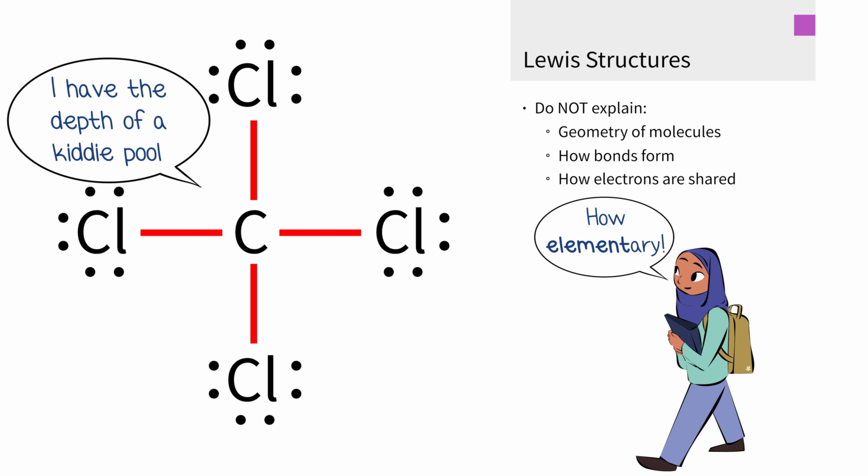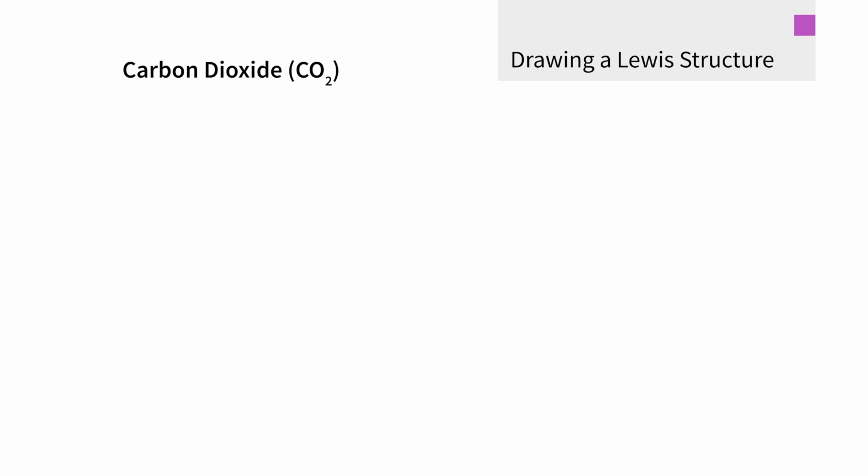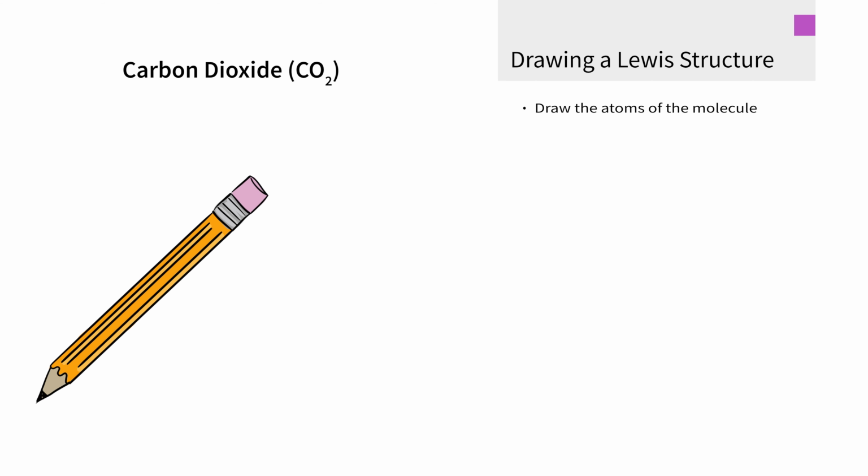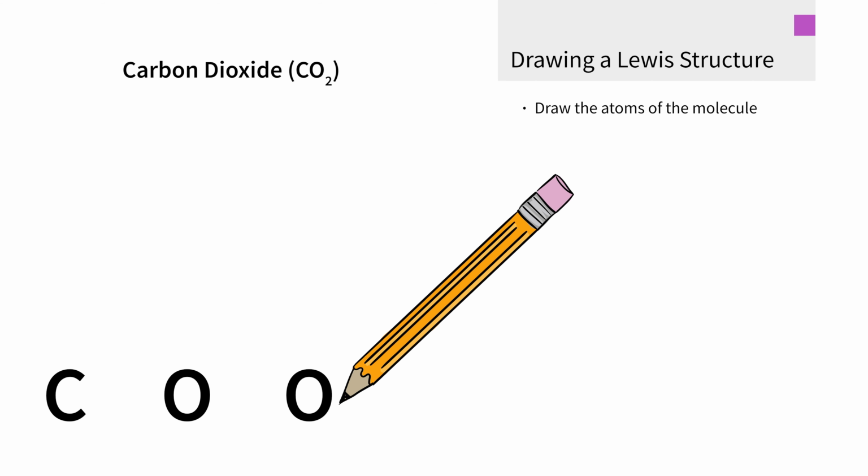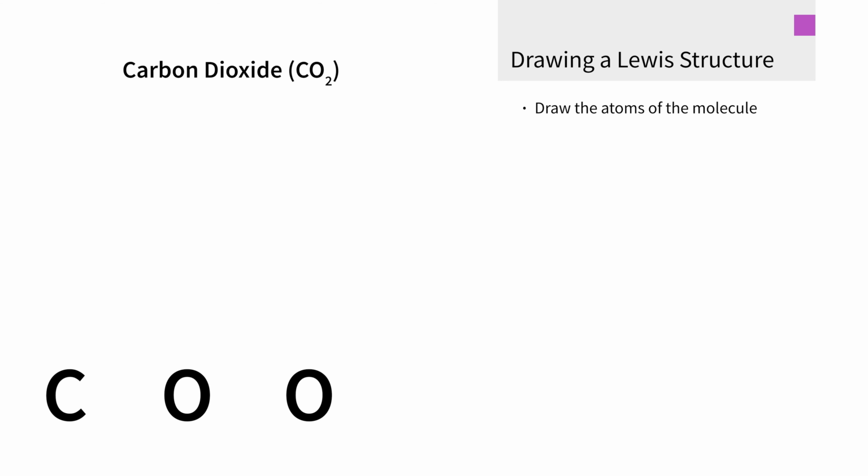Understanding the information conveyed by a Lewis structure is an important skill, but first we need to know how to draw one. Fortunately, there are some rules to guide us through the process, which we'll exemplify using carbon dioxide. First, draw the atoms of the molecule in the proper position if you know them. Usually, the atom that can make the most bonds is in the middle of simple molecules.